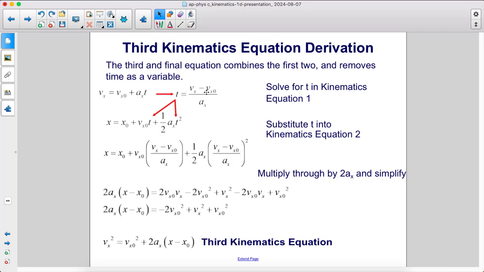Plug that value for t in here and here in the second kinematics equation. Don't forget, this t is squared. So when you put these in, you see that this term is going to become pretty big because we have squared, so it's going to get a little confusing.